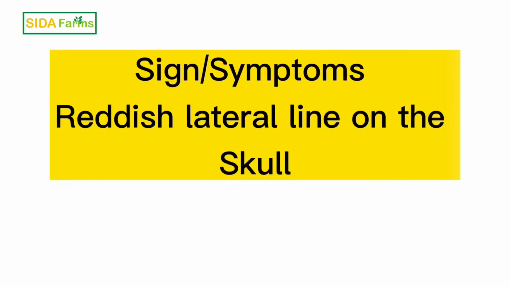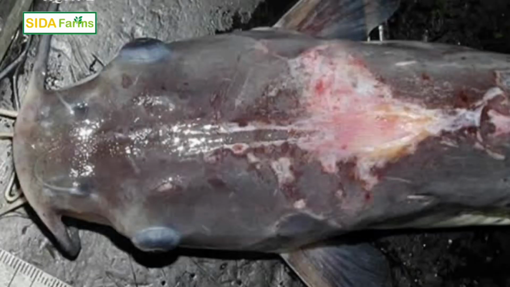So when you see cracked head, you'll notice a reddish lateral line on the skull area on the head. So when you see that, of course, it's a kind of disease that you notice at the early stage if you're very observant. So you see that reddish lateral line on the head. So that is to show you that your fishes are suffering from cracked head, and then you have to act fast.